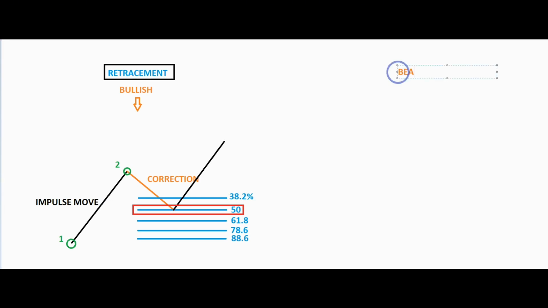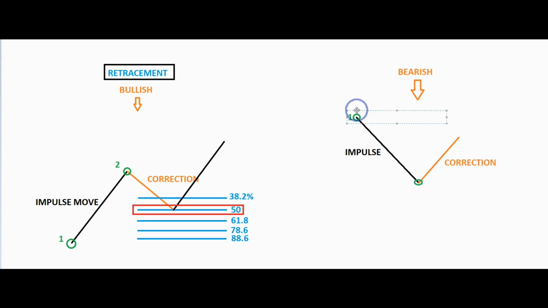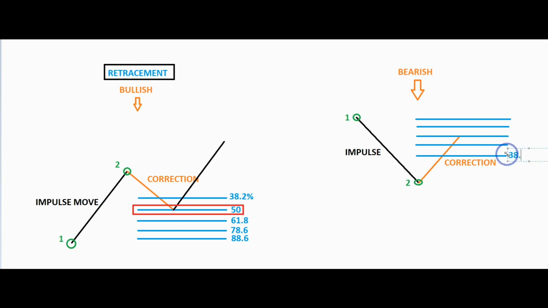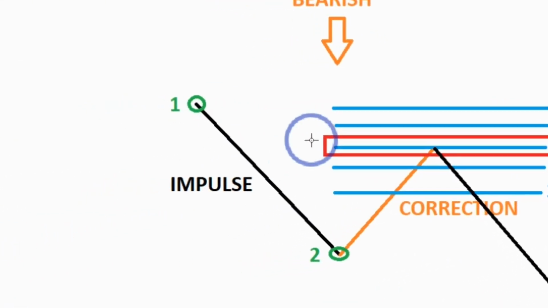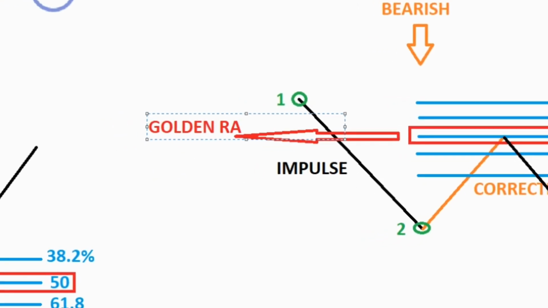In the bearish retracement, we click first at the start of the downward move and second at the end of the impulse move to draw the Fibonacci levels so we can identify where the corrective wave reacts and reverses. As seen here, the price reacted at the 61.8% level and reversed. The 61.8% level is very important in Fibonacci analysis and is often referred to as the golden ratio.